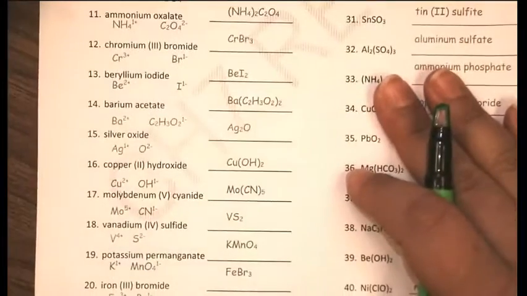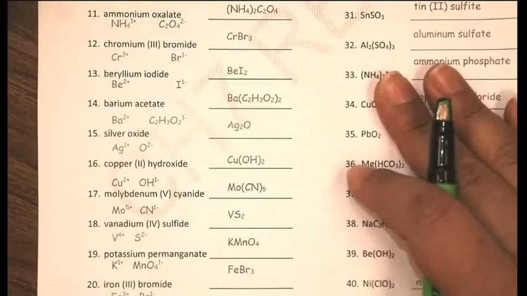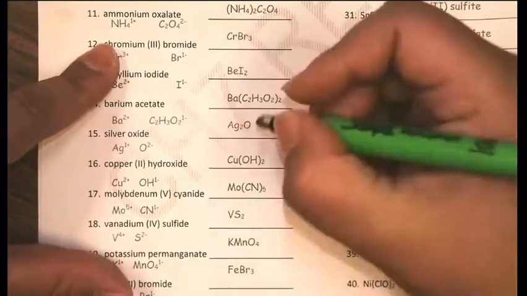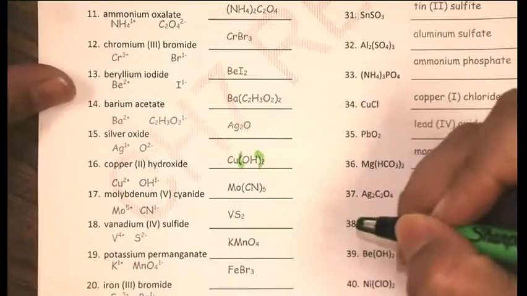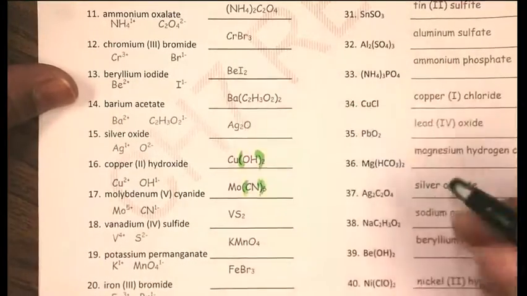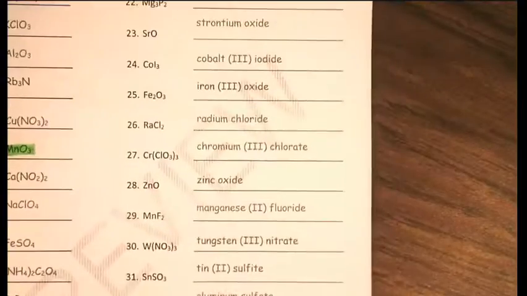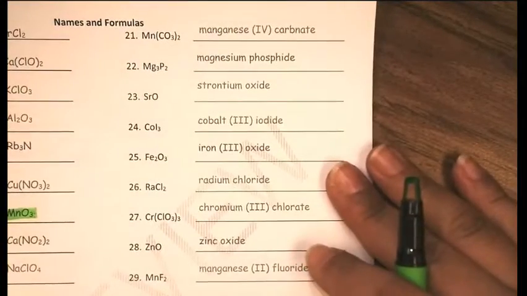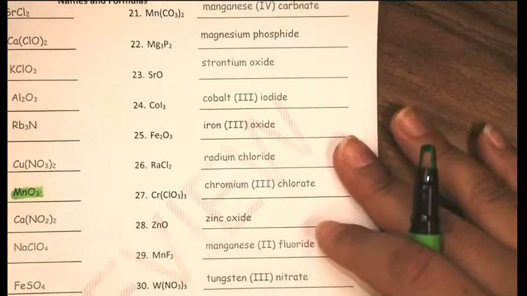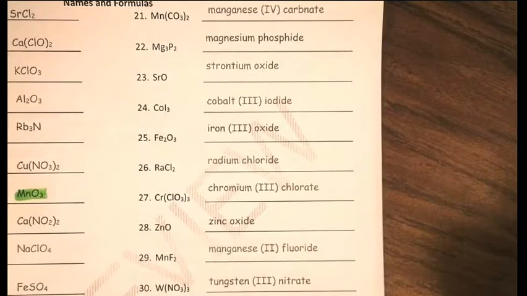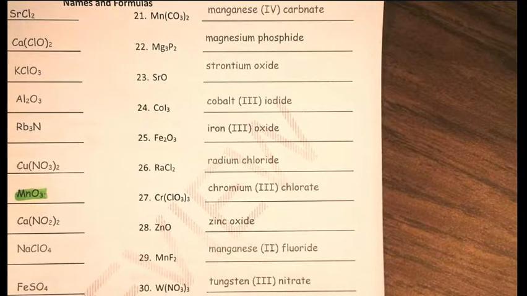Moving on to 11 through 20. Another one where you have to use parentheses. This one too. All right, moving on to 21 to 30. Once again, some of them need Roman numerals because the metal has more than one charge. All right, 31 to 40.